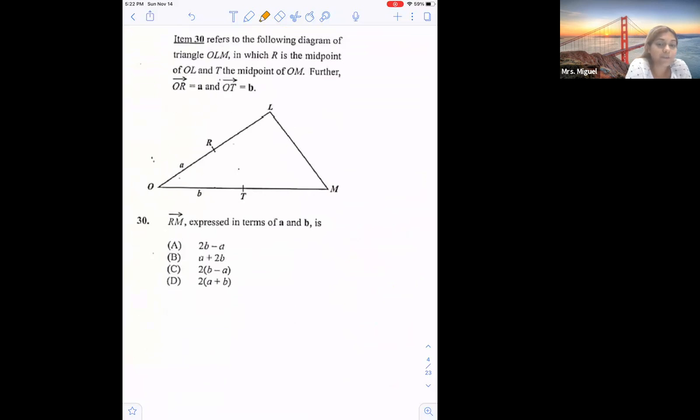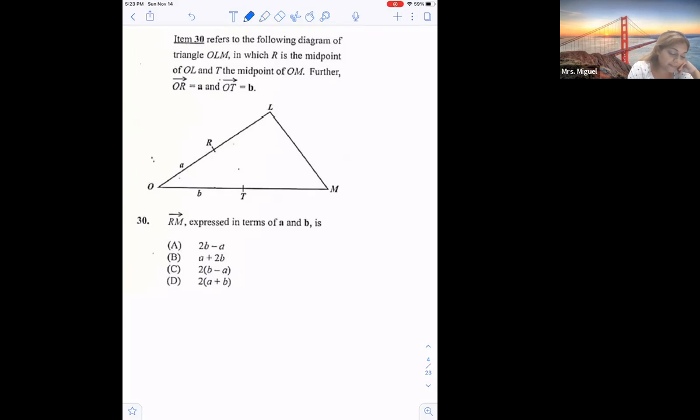Item 30 refers to the following diagram of a triangle OLM, in which R is the midpoint of OL. Right? R is the midpoint of OL. OR is A and OT is B. We want RM. All right, so we want to go from R to M.